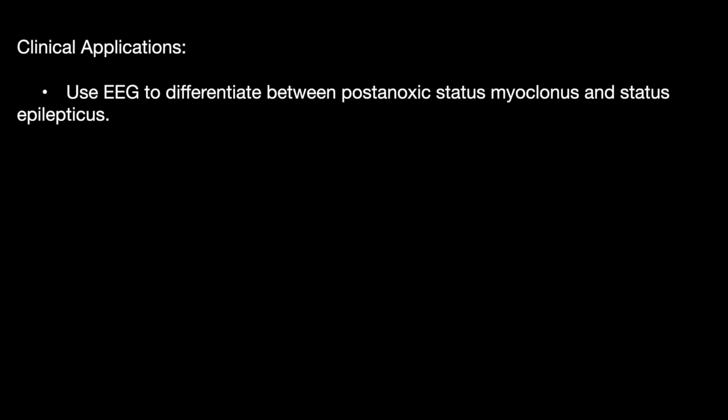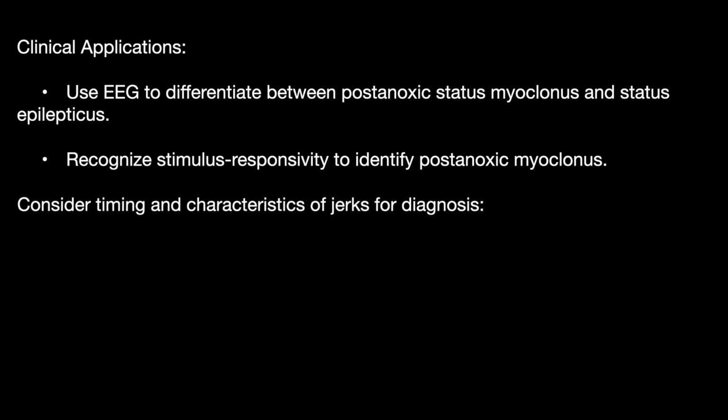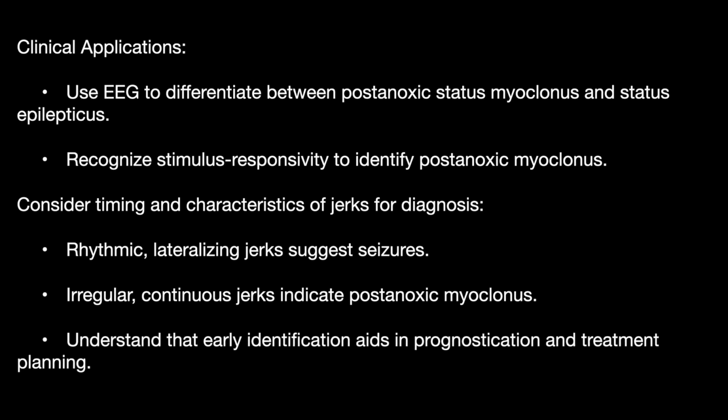Clinical application: EEG to differentiate between post-anoxic myoclonus and status epilepticus is important. Recognize the stimulus responsiveness to identify post-anoxic myoclonus. Consider the timing and characteristics of the jerks for the diagnosis. Rhythmic lateralizing jerks suggest seizures. Irregular continuous jerks indicate post-anoxic myoclonus. Understand that early identification aids in prognostication and having a proper treatment plan.